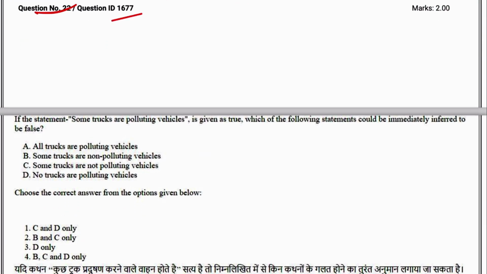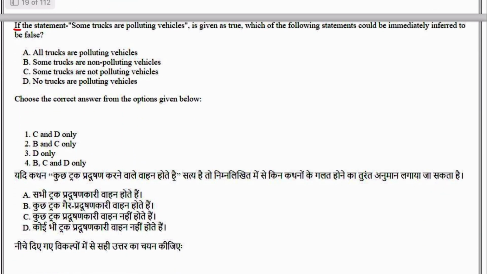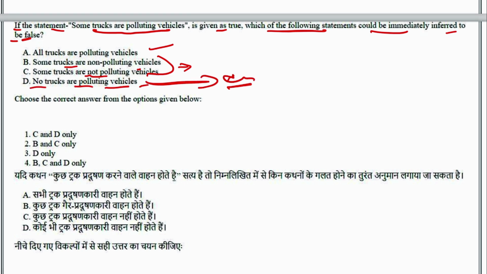Next is 77. If the statement 'some trucks are polluting vehicles' is given true, which of the following statements could be immediately inferred to be false? All trucks are polluting vehicles. Some trucks are non-polluting, not polluting. That is similar. No trucks are polluting vehicles. So this is totally contradictory, right? Immediately inferred false, right? The first statement is not immediately inferred because it says all trucks and some trucks. So D is the answer. D only. 3 is the answer.